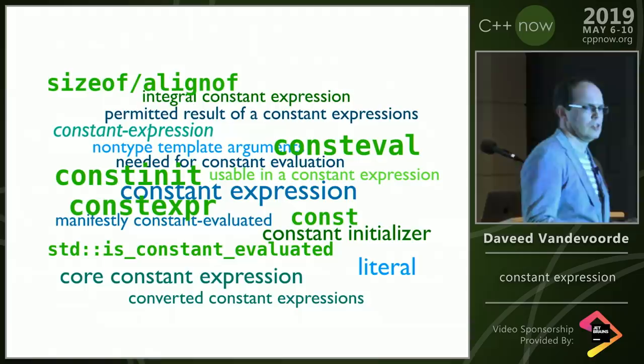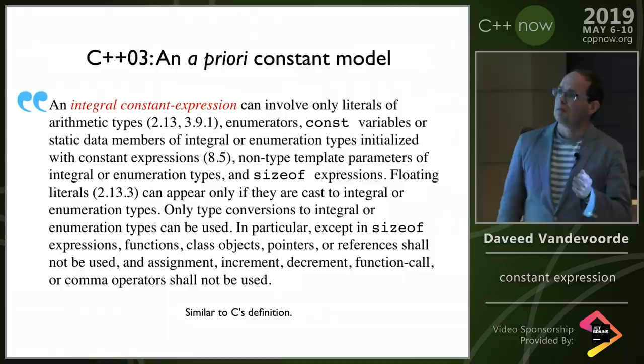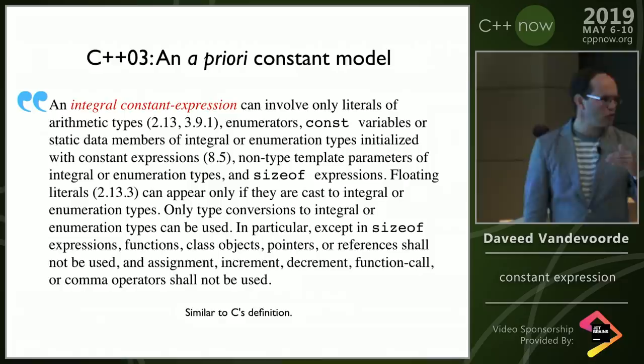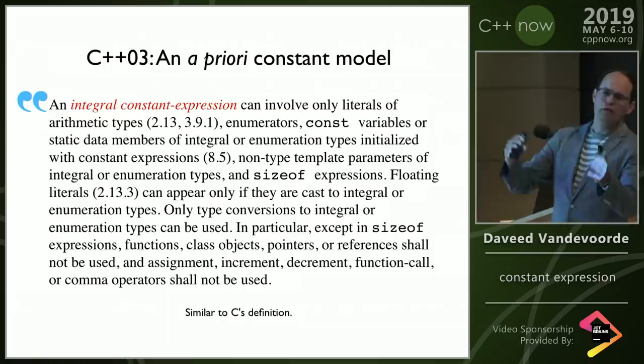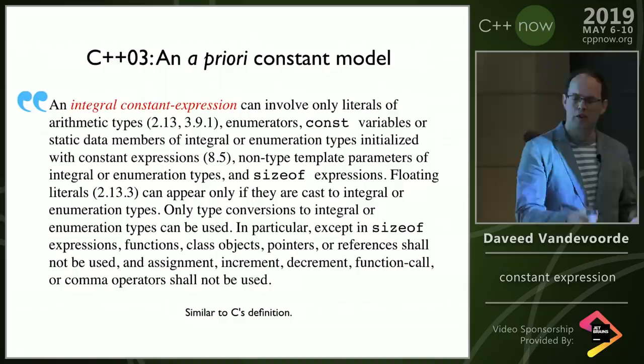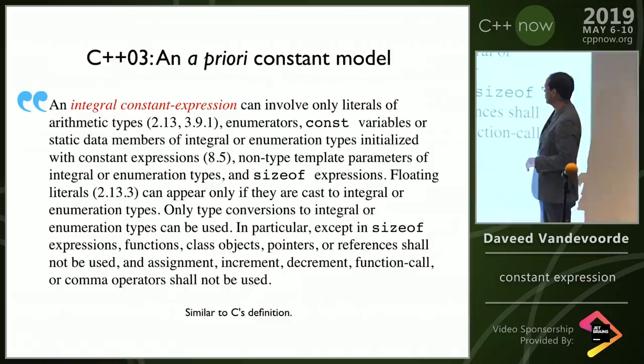Okay, well, let's start with C++03. This is the core wording, the core sentences that define a constant expression in C++03. There were several kinds of constant expressions, but the most important one is the integral constant expression. And the way it defines it is to say, well, it can only involve these things, right? Things like literals and sizeof expressions and stuff like that. And so what it says is, if your expression is built upon these building blocks, which are integers for certain purposes, and you don't do a couple of bad things like calling functions and so on, then that's it.